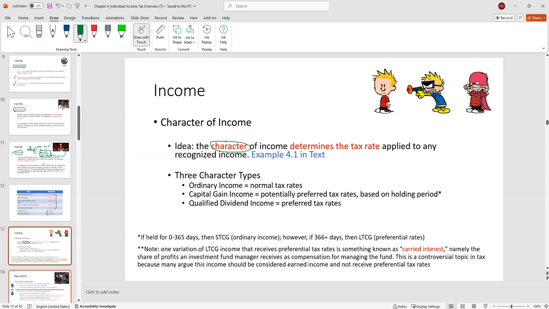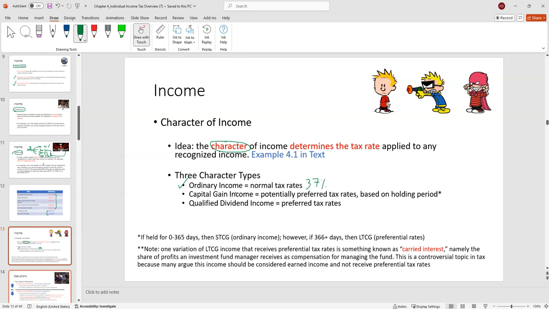Generally, most of the time, it's going to be ordinary income, right? What I mean by that is earned income, wage income, and this could be taxed up to something like 37%, the highest marginal tax rate. In distinction to that, however, we do have preferential income, right? So capital gain income. What does this mean?